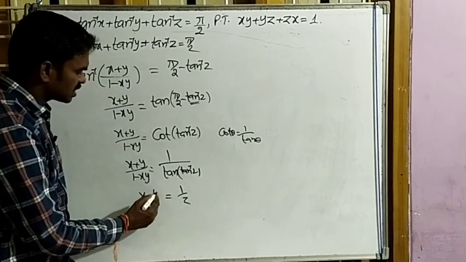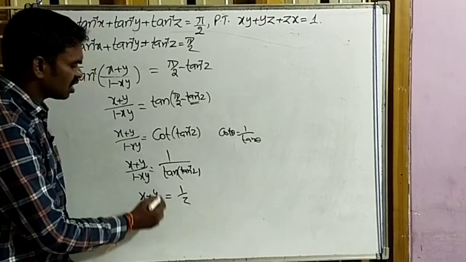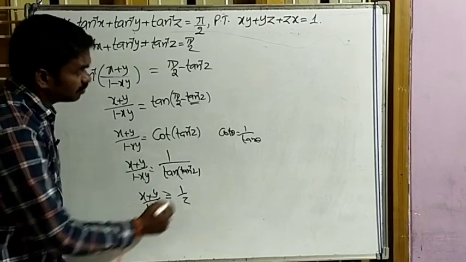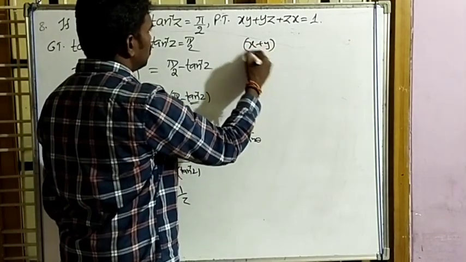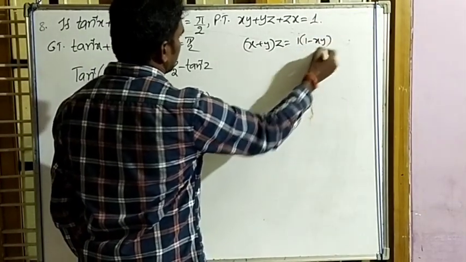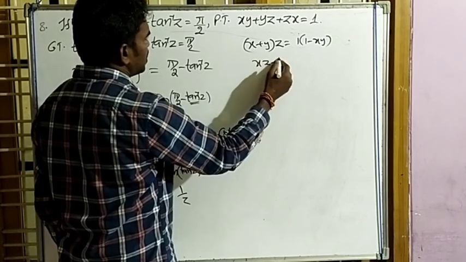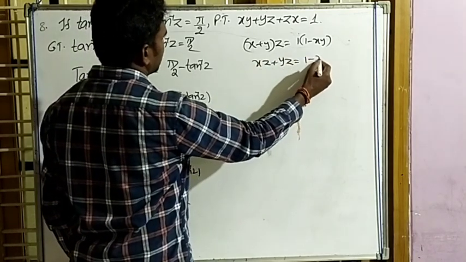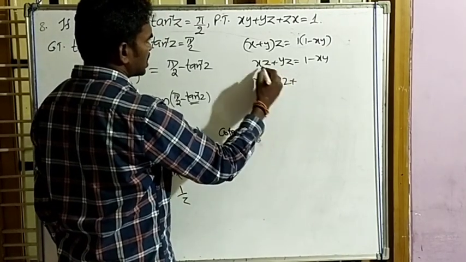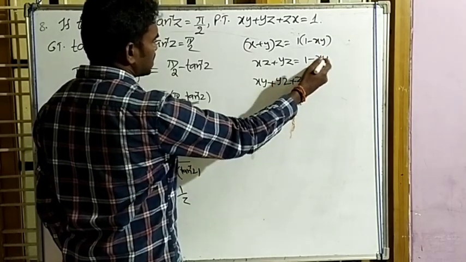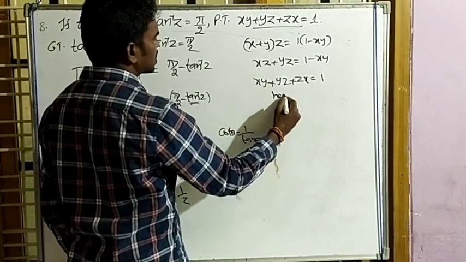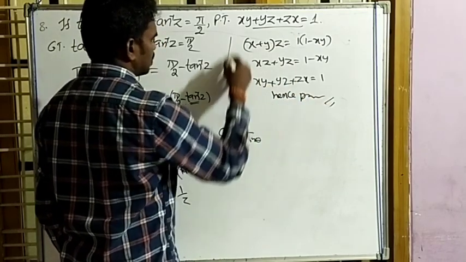On the left side, (x plus y) by (1 minus xy) as it is. Now the cross multiplication. (x plus y) into z is equal to 1 into (1 minus xy). So xz plus yz is equal to 1 minus xy. Bring minus xy to the left side: xy plus yz plus zx is equal to 1. Once check it, proved that. Did you get it? Yes, hence proved. That is the answer.